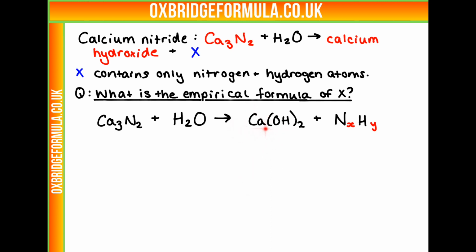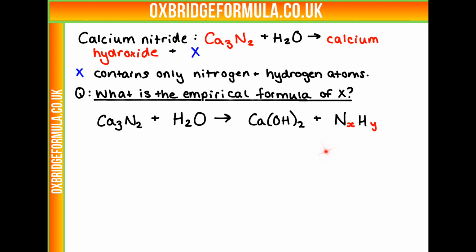We need that calcium is a +2 ion and hydroxide is just a -1, so we need 2 hydroxides with our calcium. And then this is going to be our X. We don't know how many nitrogens or how many hydrogens there are yet, so I've just put x and y for now. But now I need to balance this equation. To do that, I'm going to use an algebraic method because that always gives you the right answer, and it's quite easy to do.